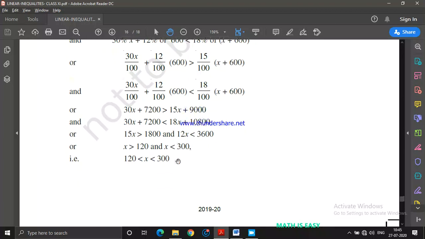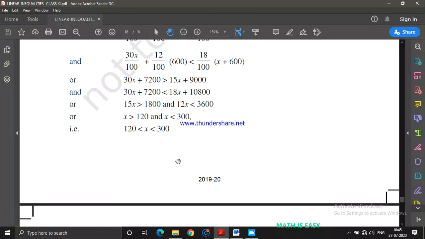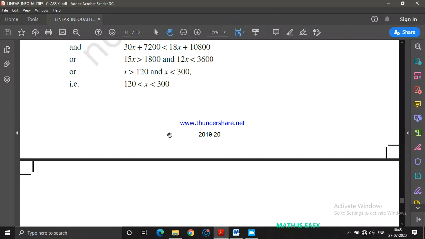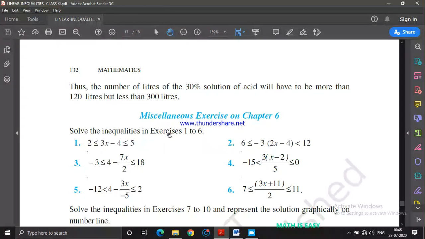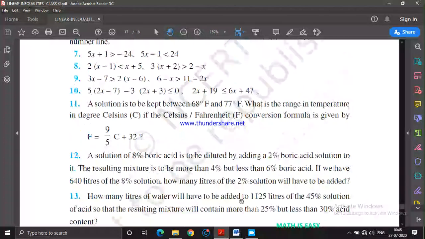One case I got is X is greater than 120 and X is less than 300. So that means the value has to be between 200 and 300. So you can add any quantity between 200 liters and 300 liters so that your overall acid percentage will remain between 15 and 18%. Like that, you have miscellaneous questions also.